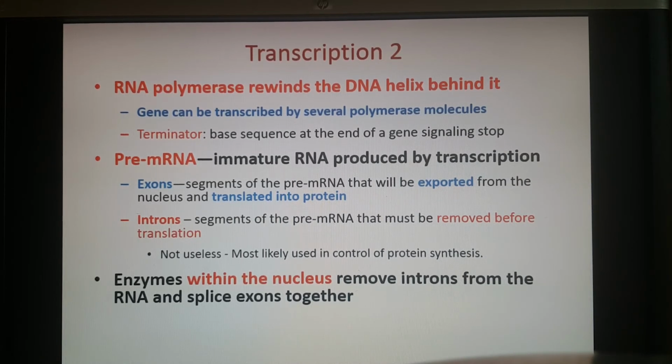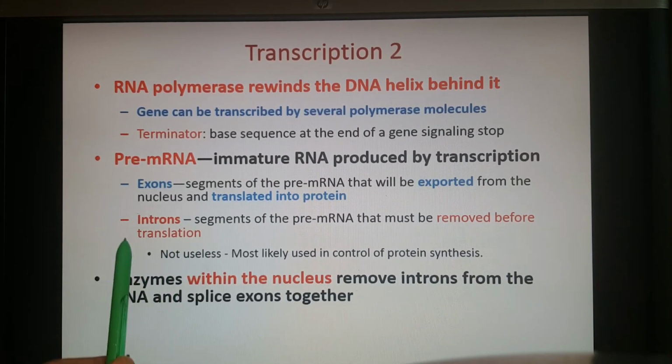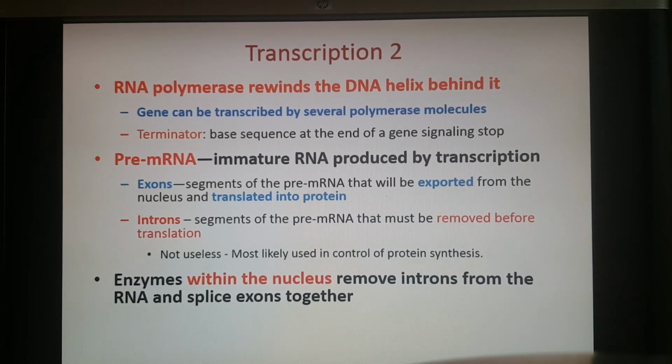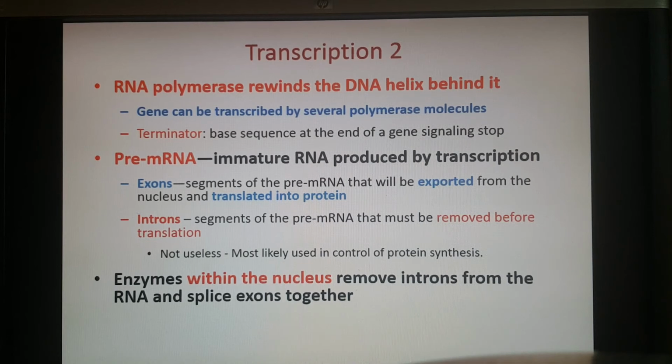Some of the pieces of this gene, what I mentioned earlier, the non-coding portion of your DNA, those introns, are removed before that mRNA can be translated into a protein. The exons stay, and that part is what's translated into a protein. Most likely these introns are used for regulating protein synthesis or protein production. The removal of the introns occurs inside the nucleus.